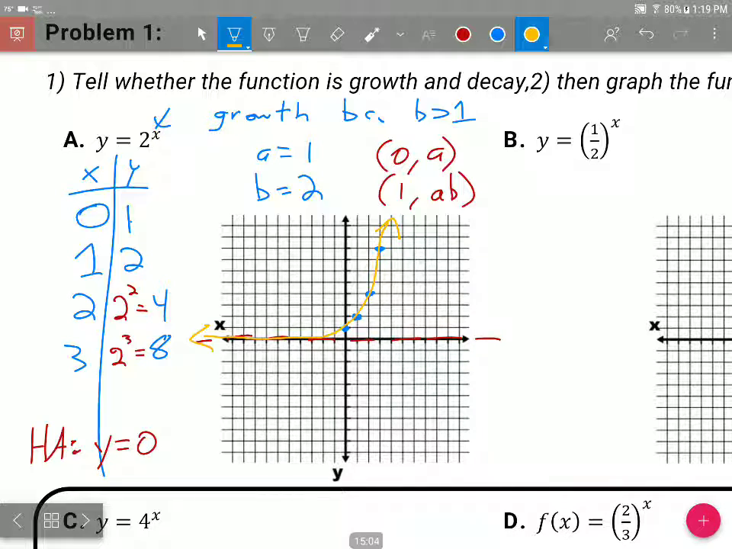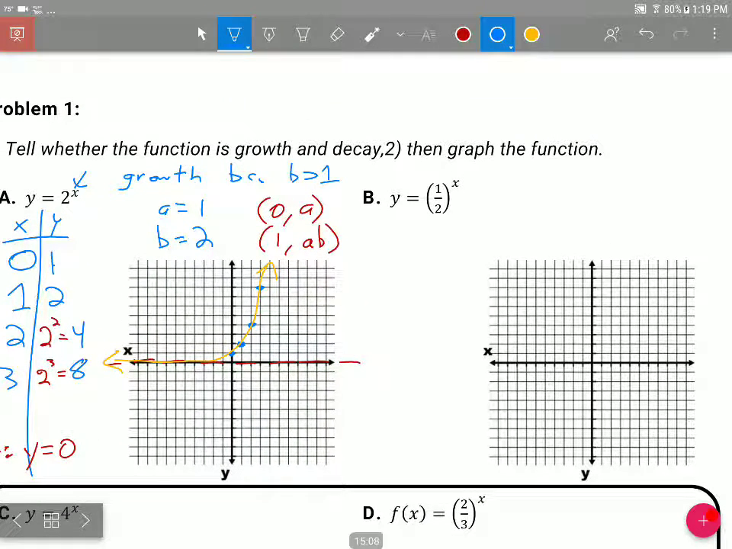All right, letter B, same idea. Letter B, is that growth or decay? Decay. Why? Because it's dividing. Good, it's decay, because B is less than 1. All right, so let's list out your A and B values. What is your base? What is your B value? 1/2. 1/2 is being raised to the x, so B is 1/2. Okay. What is your A value? What is it being multiplied by out front? 1. There's a 1 right there.